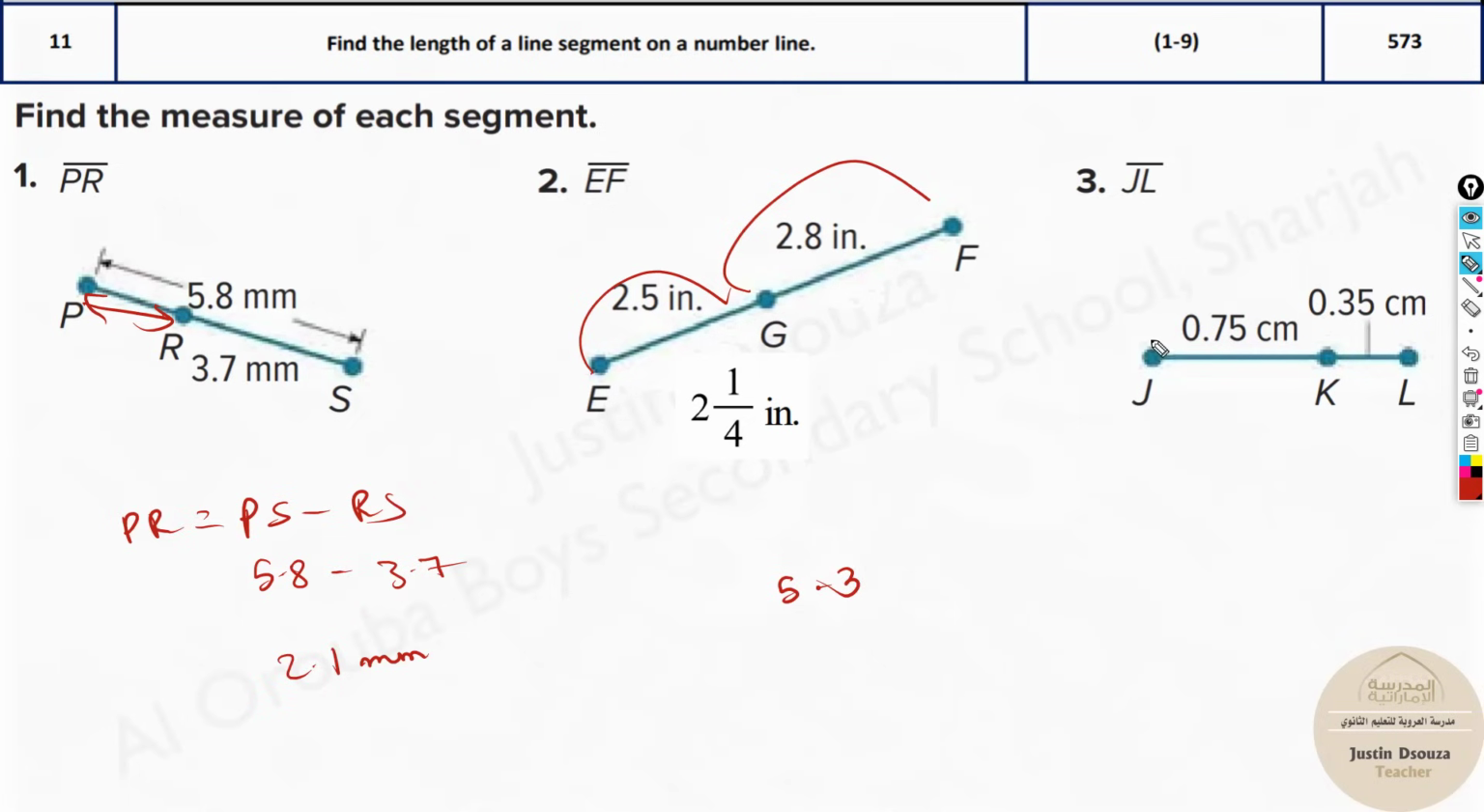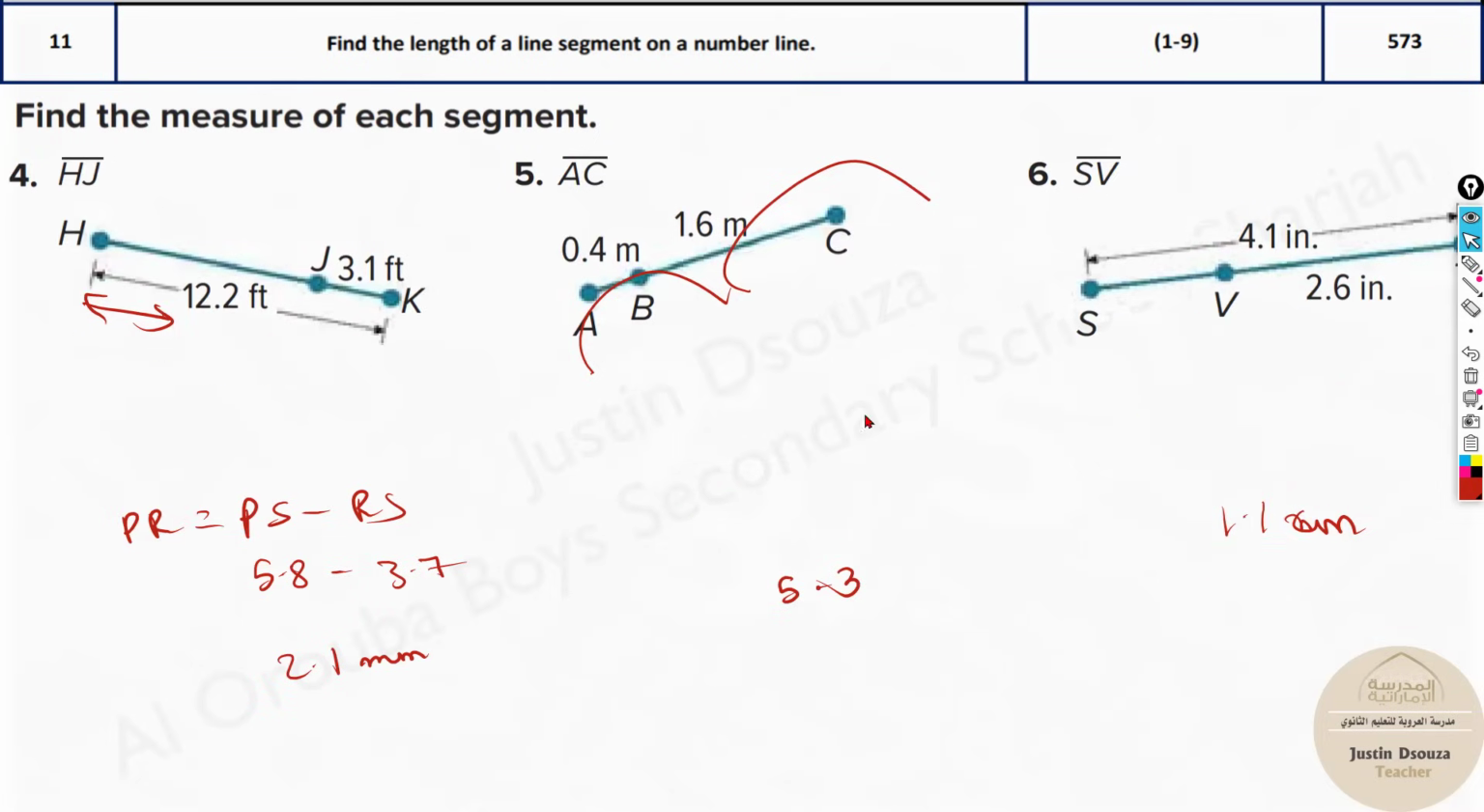Here we know JK is given and KL is given. We have to find the total. Just add them up. It will be 1.1 centimeters here. So very straightforward problems over here. Please do it by yourselves.